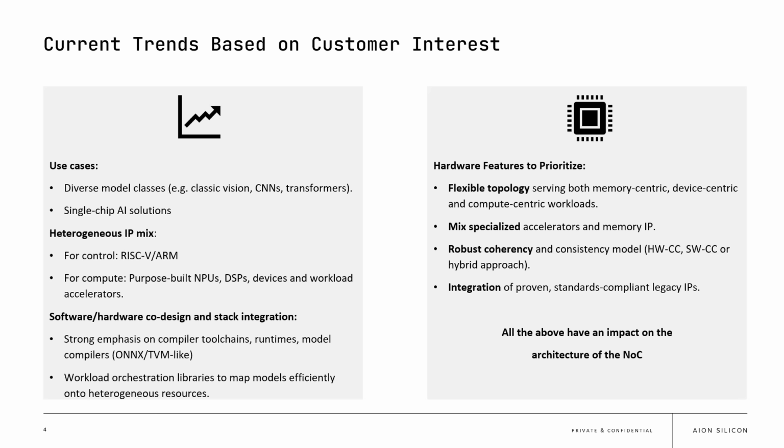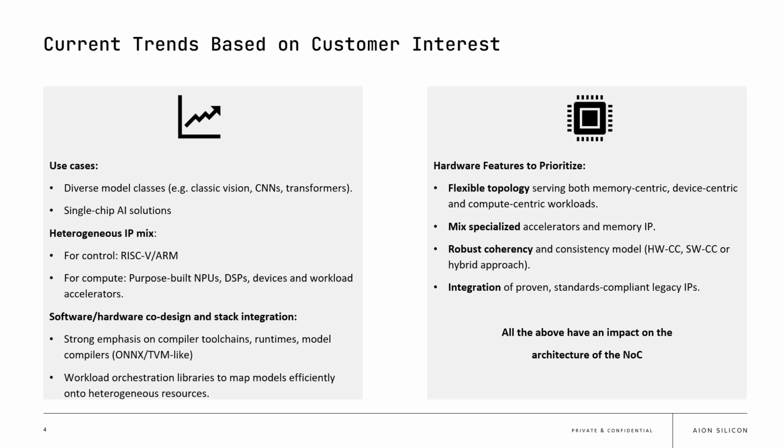What are some of the current trends AION is seeing based on customer interest in AI SoCs? First of all, we're seeing a diverse range of use case classes. Typically CNNs for inference type applications, but also transformer models are becoming more popular. With transformers, we've got encode only, which are your vision transformers, and then you've got decode transformers, which are similar to LLMs. But in addition to that, we're seeing the demand for classical vision applications as well.